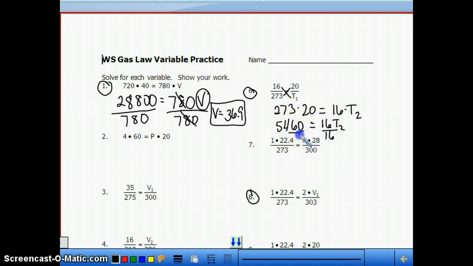Divide both sides by 16, and T2 will be 5,460 divided by 16, 341. Now you'll notice that none of these answers have units on them. That's because the problem doesn't have units. We're just focusing on the numbers right now.